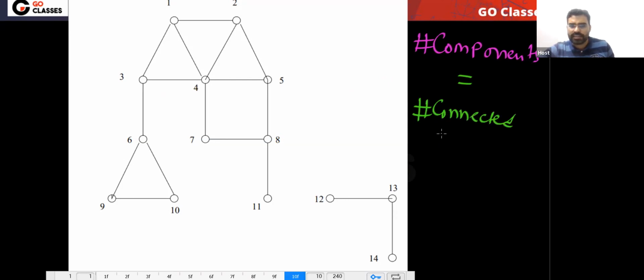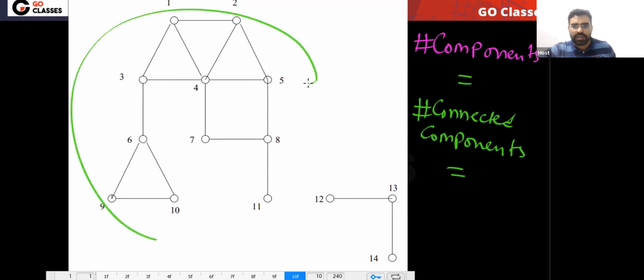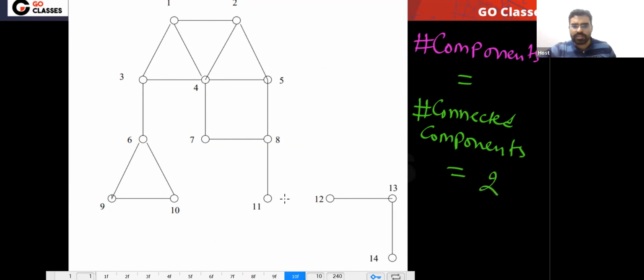Every component is a connected graph. Like this component, this is the component and this is a connected graph. So I can say number of connected components. Both things are same because every component is a connected graph. So I can say number of connected components is 2.